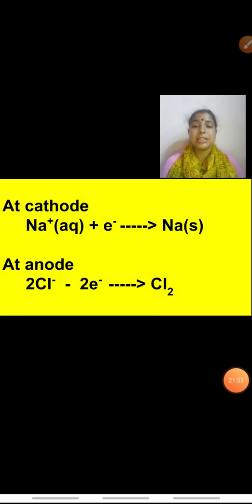So similarly, in order to liberate 1 mole of chlorine gas, how many electrons are required? 2 moles of electrons are required, and the charge of 2 moles of electrons will be 2 into 96500 coulombs. So if in your board exam also such questions will come, that how much charge is required to deposit this quantity of this substance.